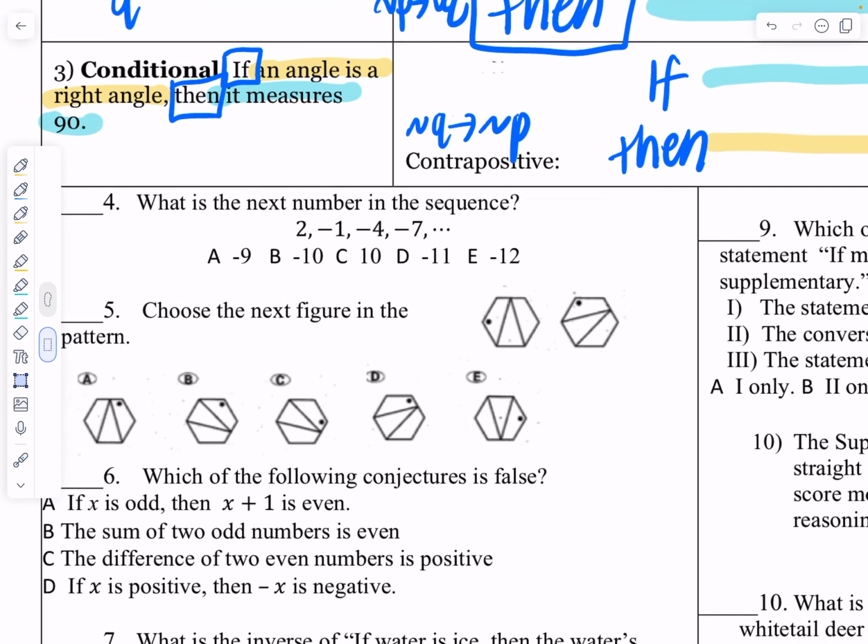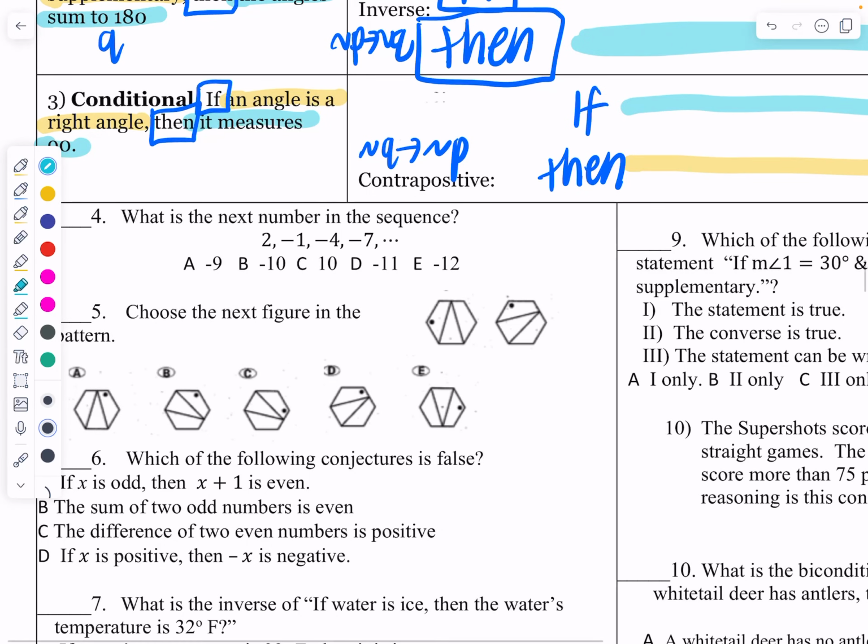All right, what is the next number in the sequence? Well, let's look at what's happening. We have 2, and then -1, and then -4, so it's obviously decreasing every time, and then -7. So I immediately know I can get rid of anything that's not a negative on there, so immediately I know it's not going to be C. That's just test taking strategy. It's not going to be C because that would be an increasing number.